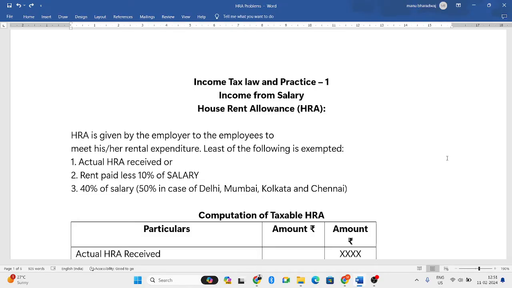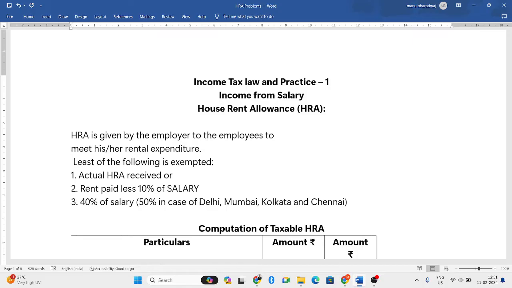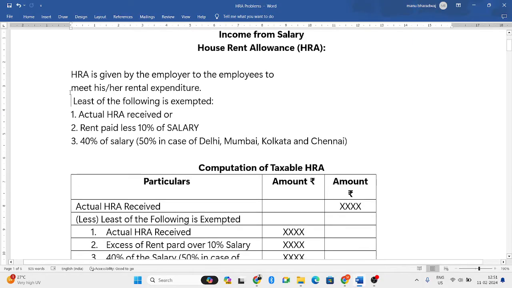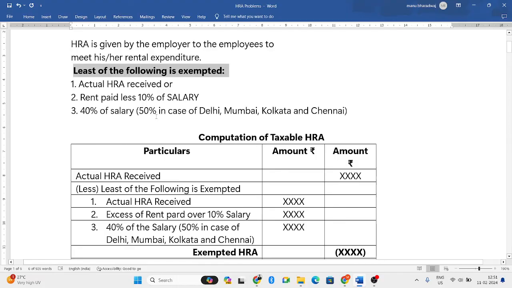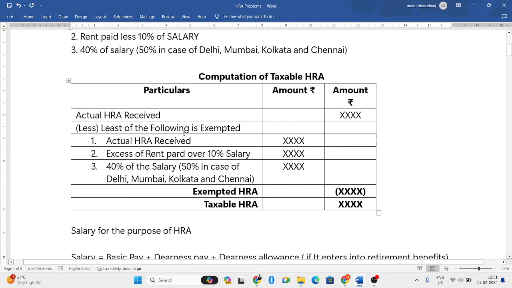To meet that rental expenditure, the employer will give something known as HRA, that is house rent allowance, to the employee every month. Even this house rent allowance is a kind of taxable allowance. Again, there are certain exemptions given for house rent allowances. There are three kinds of exemptions. Out of these three exemptions, the least of the following will be exempted.